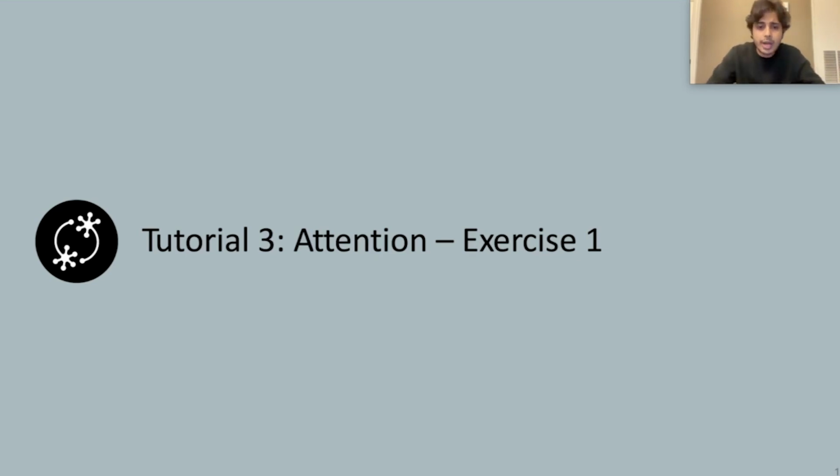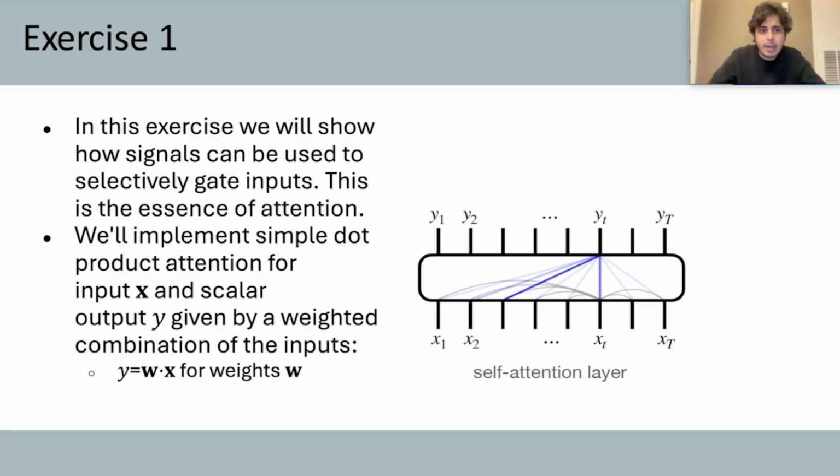Okay, so we're now going to be starting our first exercise in our tutorial about attention by looking at how signals can be used to gate inputs. This is the essence of attention. And so for this first exercise, we really want you to see how a dot product can give you different weights for different input dimensions.